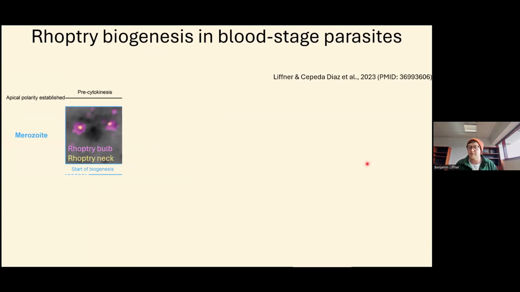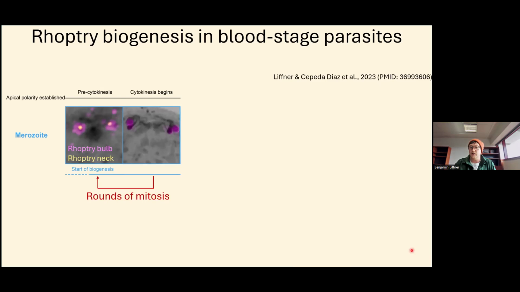So I'm going to start by describing the process of rhoptry biogenesis in blood stage parasites. This is what we found out from that study that I mentioned before, and in that way we have a baseline, so to speak, that we can compare to what we see in mosquito stages too. So the first thing to note here is that we use the parasite's progress through cytokinesis as a biological clock. Different parasite stages develop over dramatically different periods of actual time. And so using a biological readout like progress through segmentation gives a frame of reference to be able to compare different stages. So in blood stage parasites, soon after they establish their apical polarity, but before they've started cytokinesis, the parasites start to build their rhoptries.